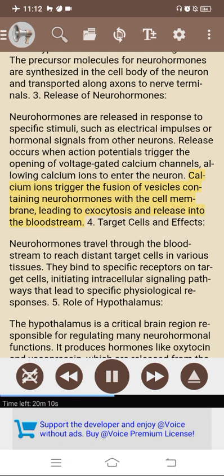Calcium ions trigger the fusion of vesicles containing neurohormones with the cell membrane, leading to exocytosis and release into the bloodstream. 4. Target cells and effects. Neurohormones travel through the bloodstream to reach distant target cells in various tissues. They bind to specific receptors on target cells, initiating intracellular signaling pathways that lead to specific physiological responses.